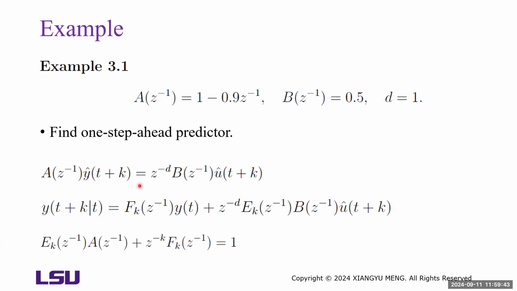So if we use the first approach, here the time delay is 1. Then we have 1 minus 0.9 z inverse. So K is 1, so it is the one-step ahead predictor, y hat t plus 1. On the right-hand side we have the time delay of 1. Then B is just 0.5. Then we have u hat t plus 1.